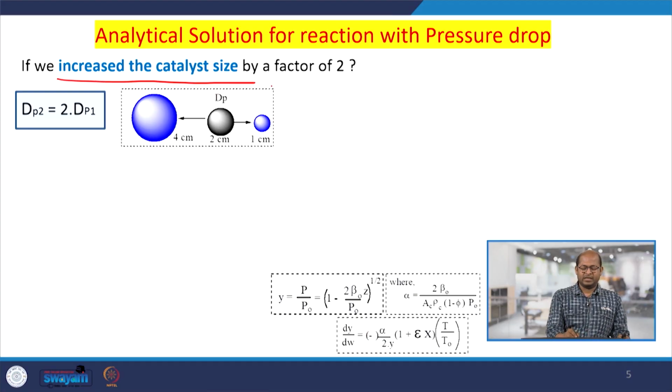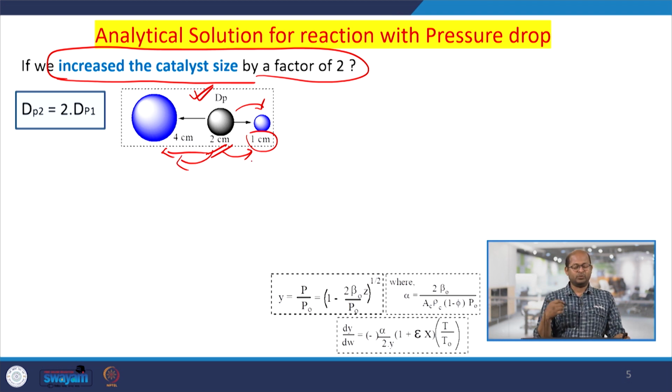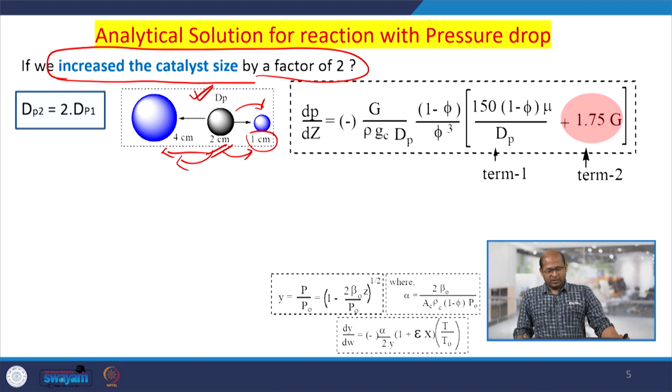Okay. So, if we increase the catalyst size by a factor of 2, let us say initially we have a catalyst of 2 centimeters, that is the diameter of the particle. If we increase the catalyst particle size, that is double, 4 centimeters, or if we decrease the catalyst particle size, that is 1 centimeter, what would happen to the pressure drop of the system? That we will discuss.